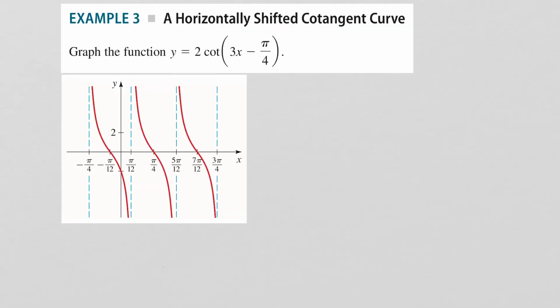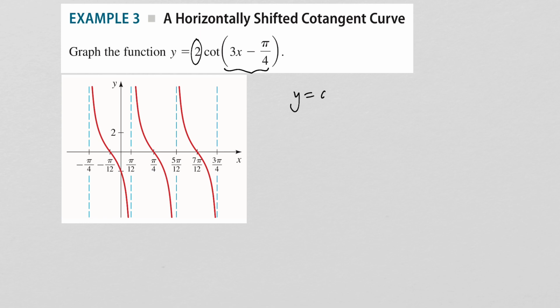When graphing cotangent, it works the same way. So in this case, we have y equals 2 times the cotangent of 3x minus pi over 4. So the 2 is just going to make the graph a little bit taller, so we don't have to worry too much about the 2 here. But this, of course, is going to shift the asymptotes, and it's also going to change the period.